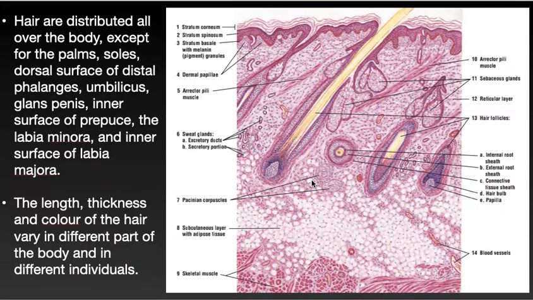Hair are distributed all over the body except for the palm, soles, dorsal surface of distal phalanx, umbilicus, glans penis, inner surface of prepuce, the labia minora, and the inner surface of the labia majora. The length, thickness, and color of the hair vary in different parts of the body and in different individuals.